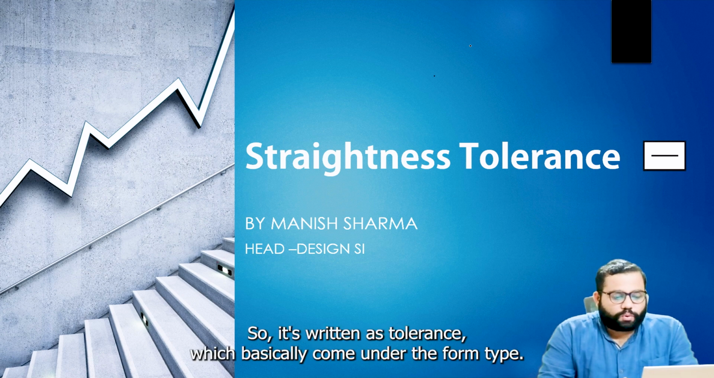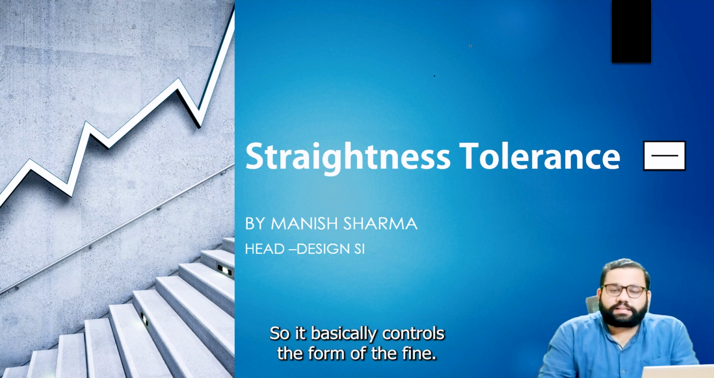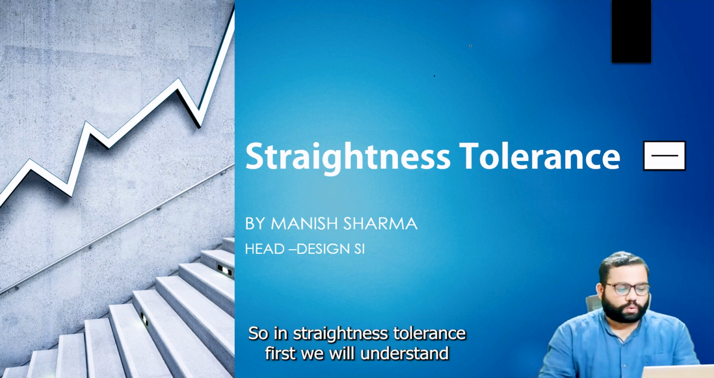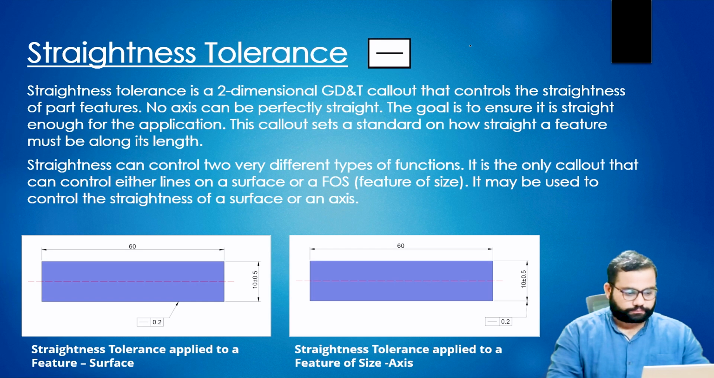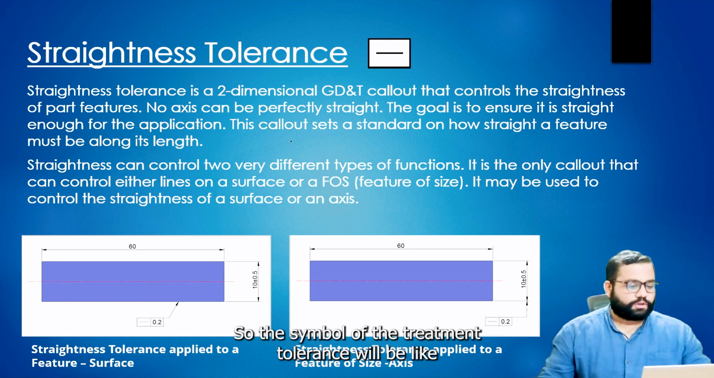In today's session of geometric dimensioning and tolerancing, we are going to understand a very important GD&T geometric symbol, or geometric tolerance, which is straightness. Straightness tolerance comes under the form type, so it controls the form of the part. In straightness tolerance, first we will understand it with the help of a definition. The symbol of the straightness tolerance will be like this.